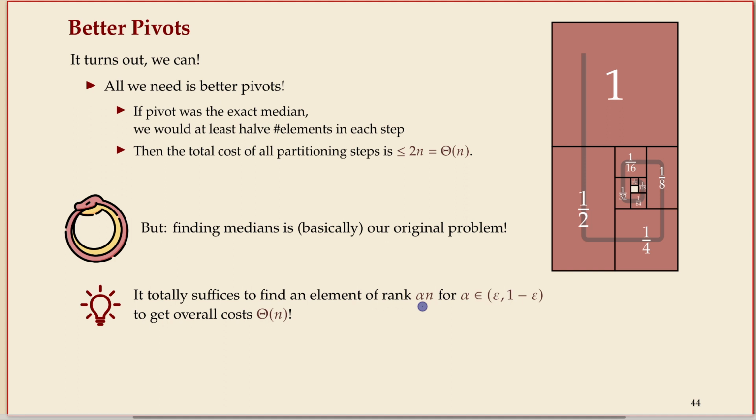More concretely, if you fix some small number epsilon, so some constant number, say, I don't know, epsilon is 0.01, it's enough if our pivot is in this range. It just shouldn't be too extreme. It shouldn't be too close to either of the endpoints.